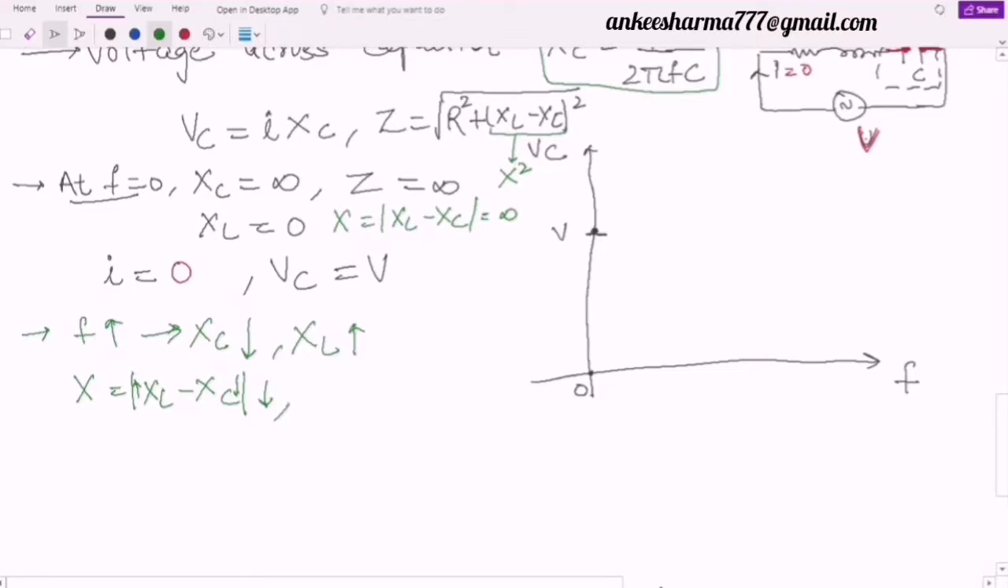Now if x value is decreased, can I say my z value will also decrease, because z is nothing but under root of r square plus x square with this formula. So it means z value will also decrease. Now with the decrease in the z value, can I say my I value will increase, because I is nothing but equal to v by z. As z has decreased, can I say that I will increase? Definitely I will increase. Due to the increase in the I, what will the value of my voltage across the capacitor?